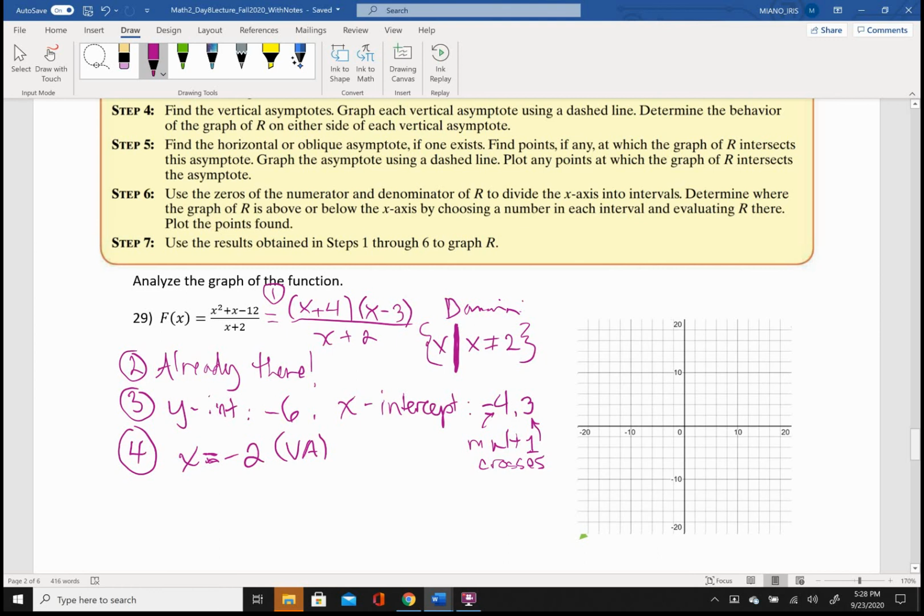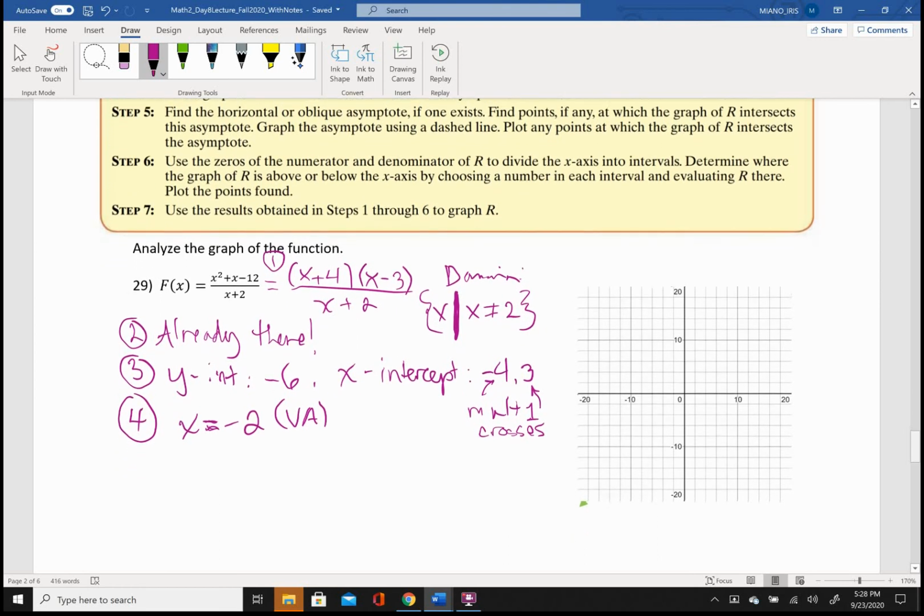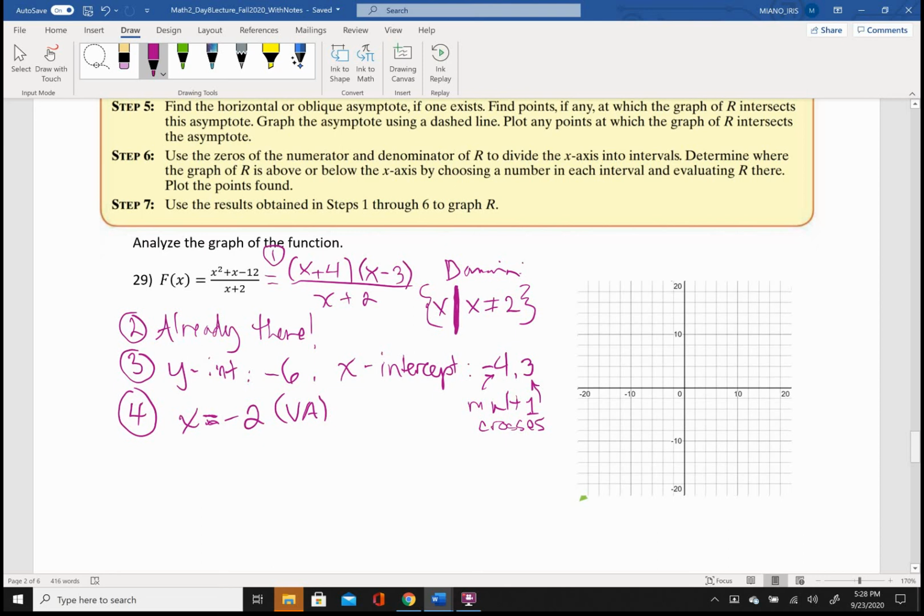So I'm going to go ahead and skip on over to step 5 and go for the horizontal or oblique asymptote if it exists. Okay, so there's 5. And so what do we need to do here? Well, we need to see that we have 1 more as the degree of the numerator versus the denominator. So that means that we'll have an oblique asymptote, and we have to do the long division.